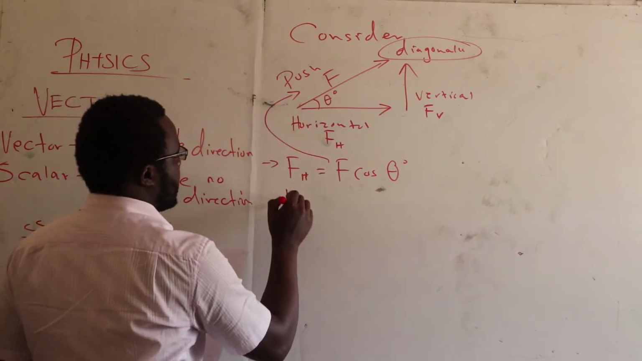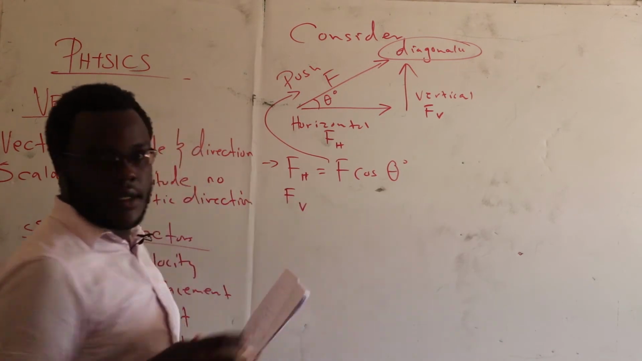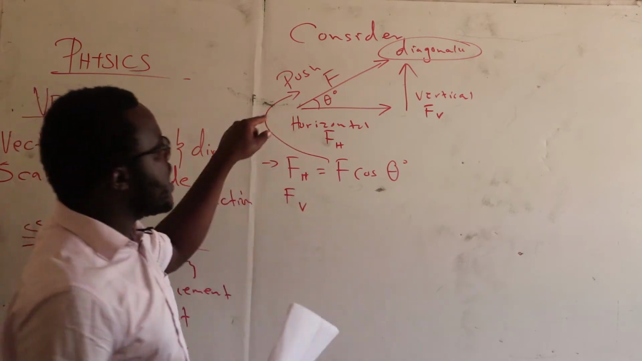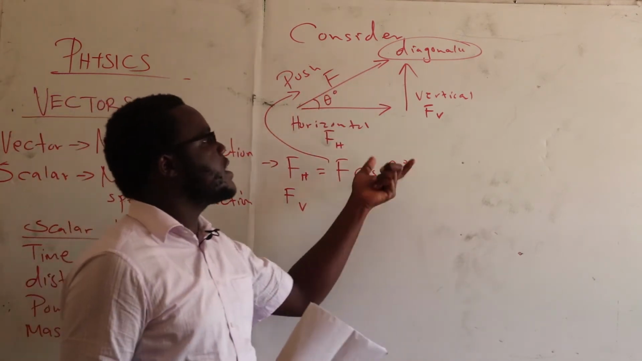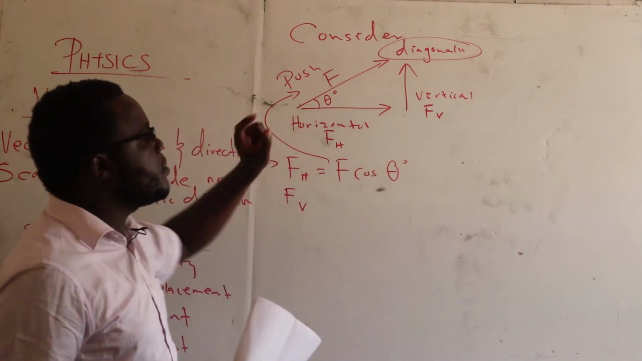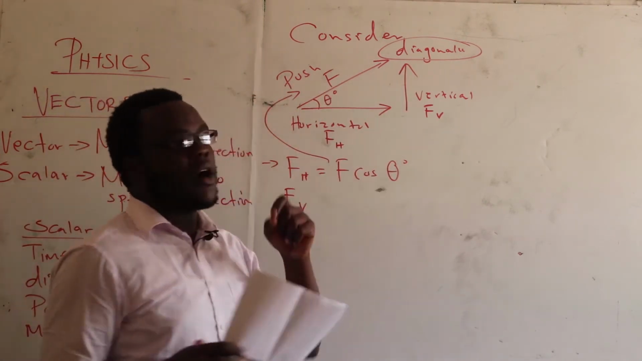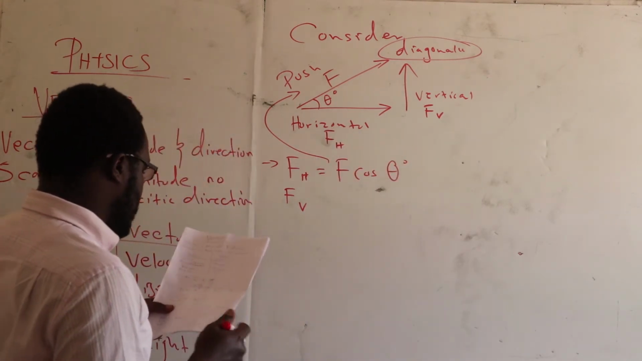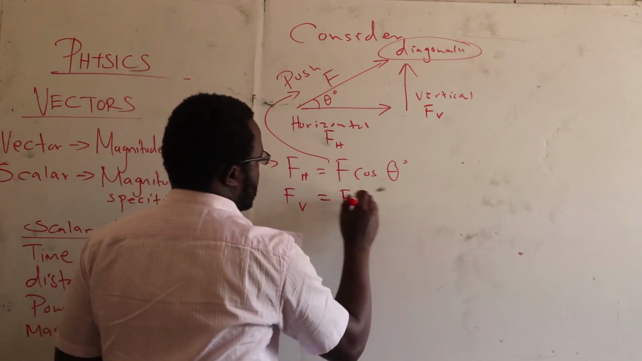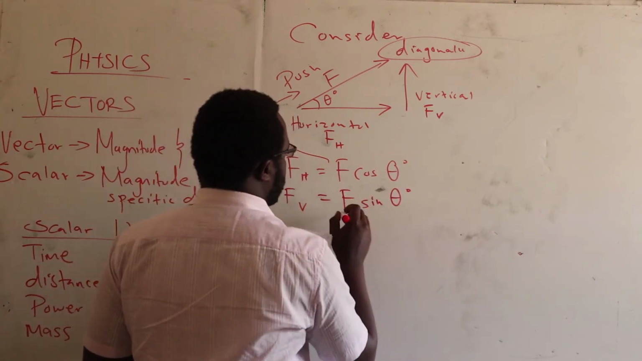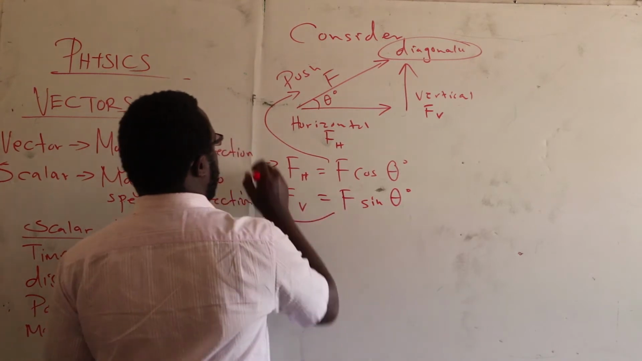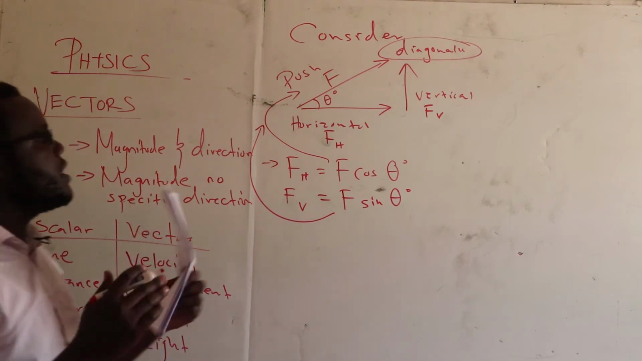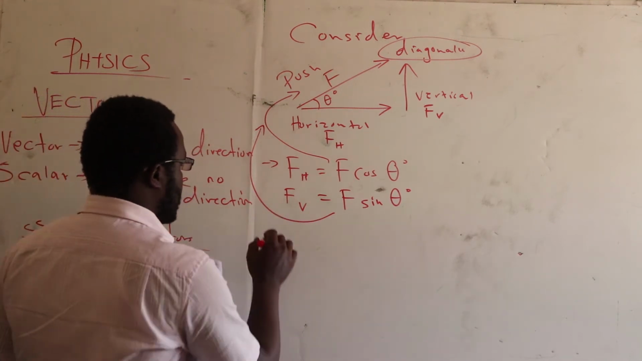What about F vertical, the upwards motion? How much force does a body that is pushed diagonally experience vertically? Because if you are pushing a table diagonally, there must be a component that is causing it to move vertically. Therefore, FV will be defined as F sin theta, where this F again corresponds with our diagonal force. So this is a bit different from what we have in the Pythagoras theorem.